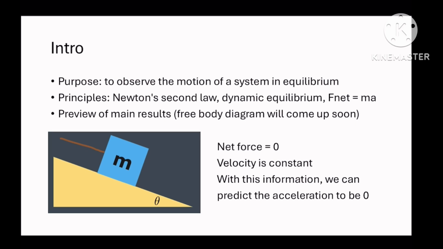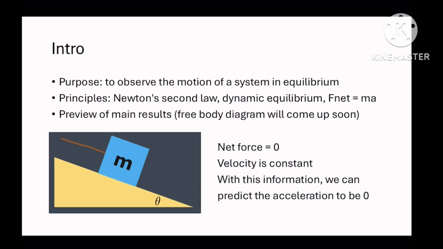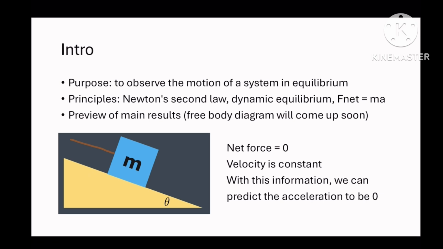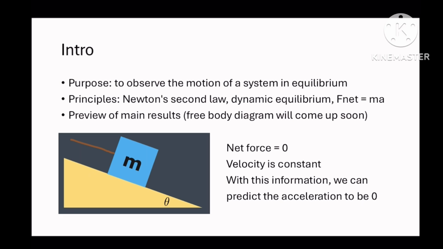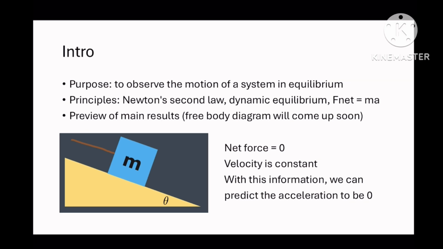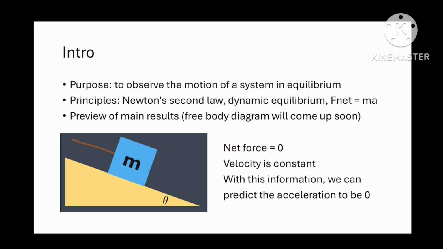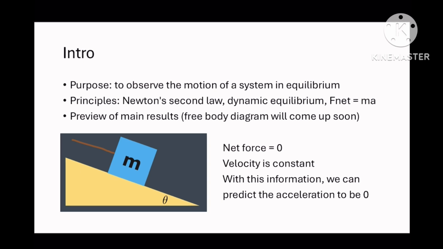And we will try to predict acceleration, which we predict will be 0, but we will predict it in the GlowScript and Tracker. And here's just a preview of the main results. Now, as you can see on the two graphs, this is a velocity graph, just to keep in mind. So as you can see, there is no slope. That means acceleration is equal to 0, and you can probably guess that it's from the computational model.